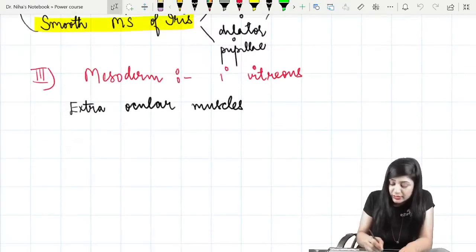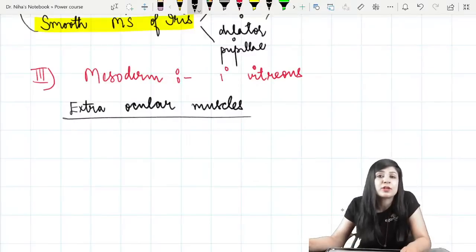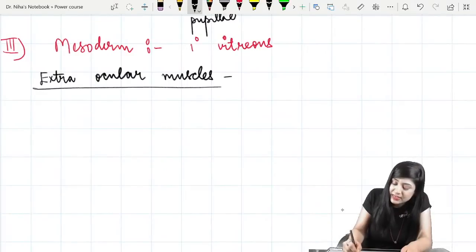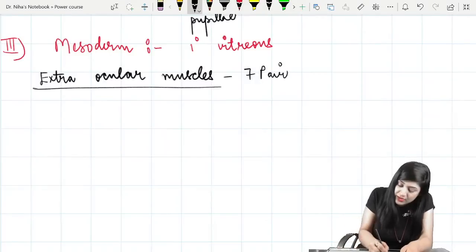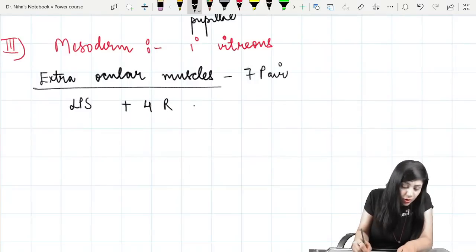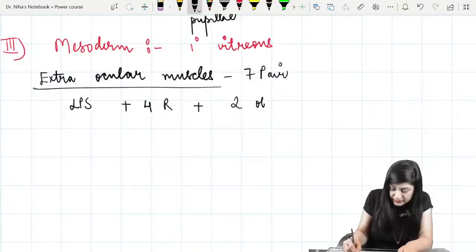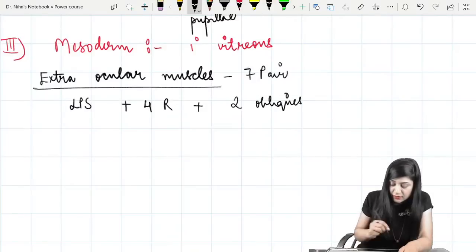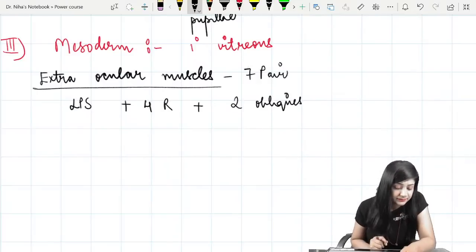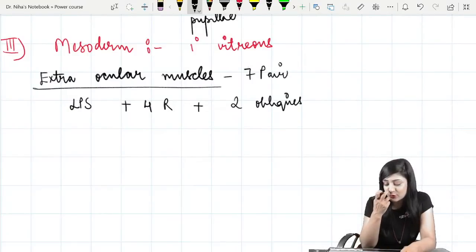So we have extraocular muscles. Extraocular muscles are responsible for the motility. Now, how many extraocular muscles do we have? It is 7 pair. So we have the LPS muscle along with the 4 recti and the 2 obliques. Okay, we have got the 7 pair. So all these extraocular muscles will come from mesoderm.